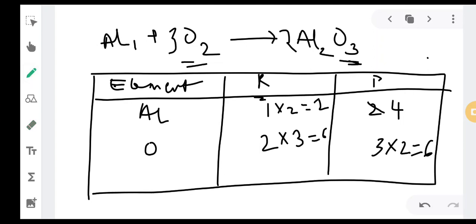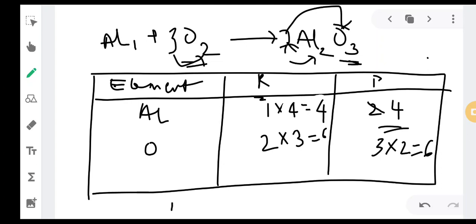So we need to remove this 2 which is multiplied and multiply it with 4. Whenever we multiply it with 4, aluminium will become 4 in number on the left hand side as well as on the right hand side. On the right hand side it is already 4 in number, 2 twos are 4. Whereas oxygen is 6 in number, and over here also oxygen is 6 in number.